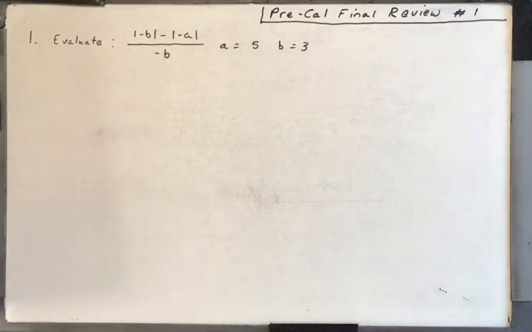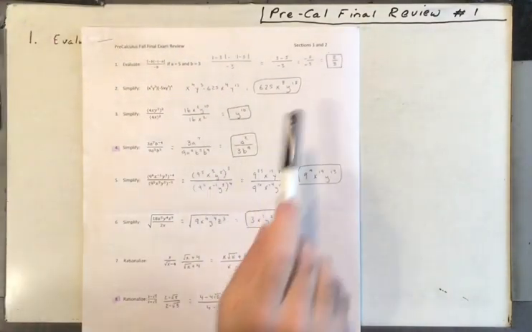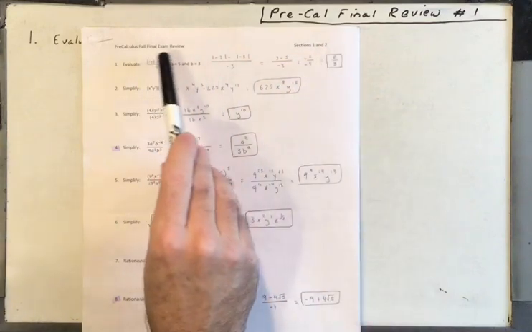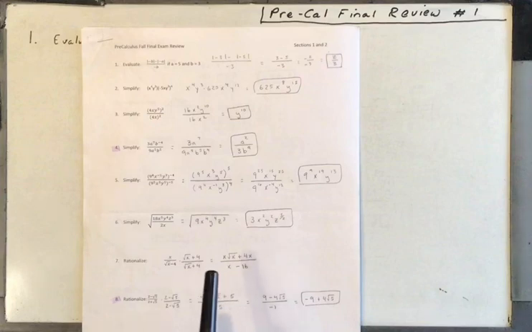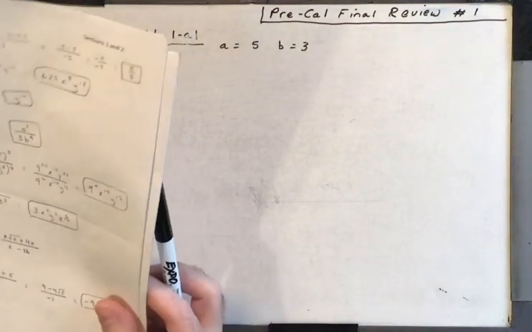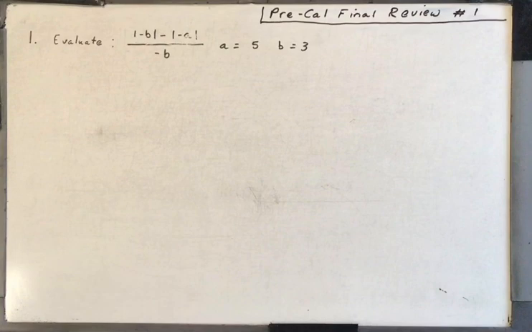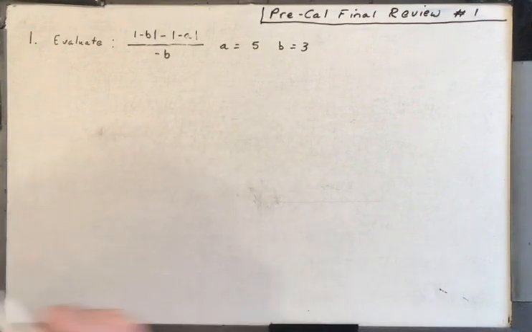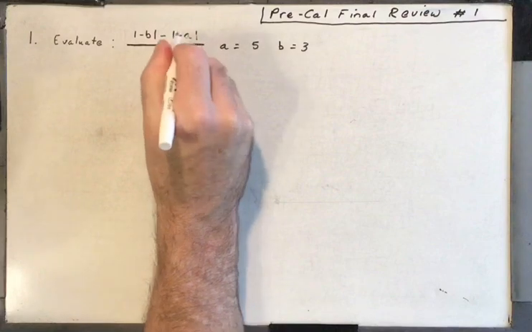I'm going to be working through the problems on this sheet, this section 1 and 2 Fall Final Exam Review. A few of them I'm going to leave for you to work, and those I will just put the answer on there. So this video will probably work about the first 15 of them, something like that. And then I'll end up making probably about 4 different videos for you to watch.